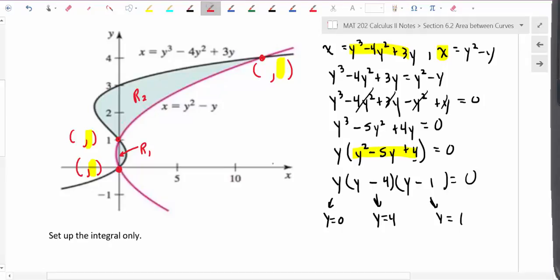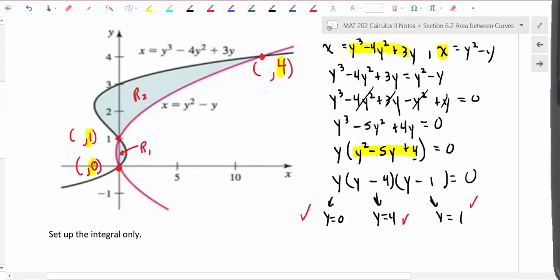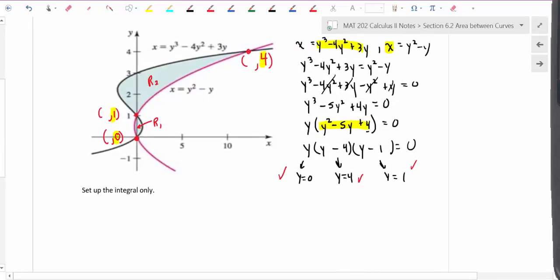So clearly what we have is y equals 0 is that y value. Y equals 4 looks to be this y value. And y equals 1 looks to be that y value. So what we've done is we've got our limits of integration. We can now get our integral set up. So I'm going to go ahead and set up the integrals.